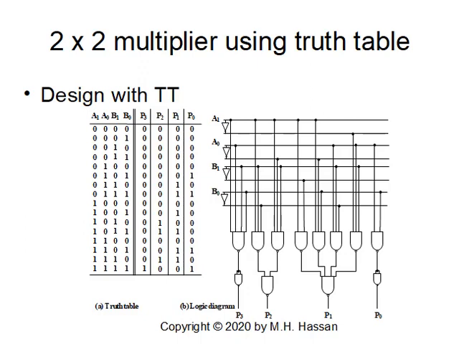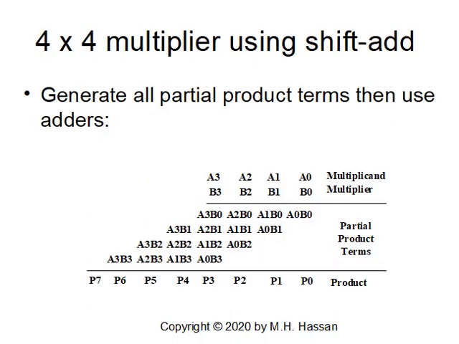Okay, let's look at a second design example. We would like to design a 4x4 multiplier using shift and add. So we have the multiplicand, which is 4-bit, the multiplier 4-bit, the B's, and the product, which will be 8-bit, P0, P1, P2, P3, P4, P5, P6, P7.